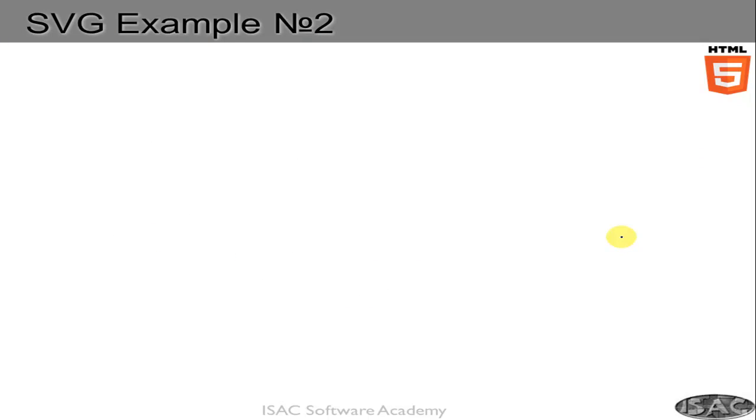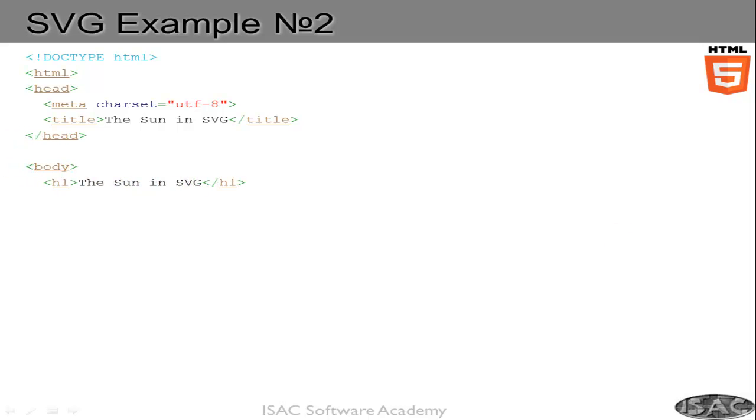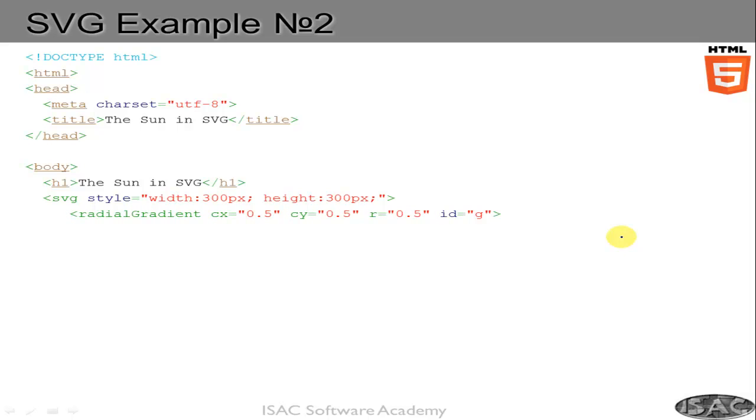Now let us see another example of SVG. Here, instead of a rectangle, we are going to create a radial gradient. What it means is a circle where in a radial direction there is a gradient provided. Now what is this x, y, r, id G? We'll just see this. This is the location.